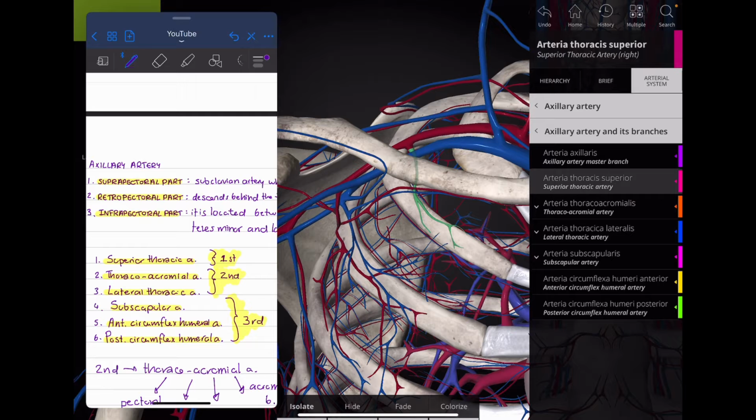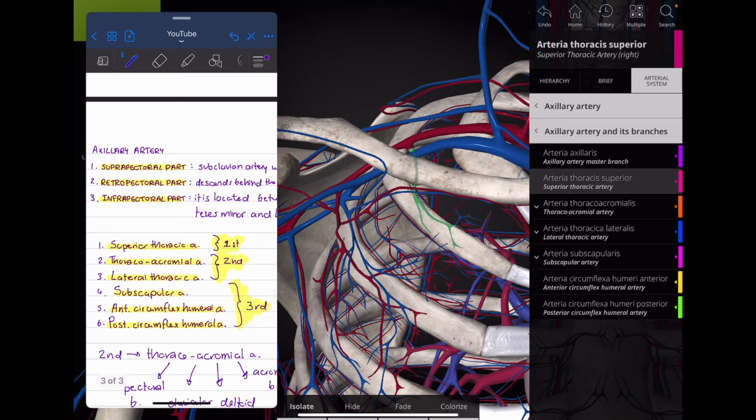Okay, so if you start from the subscapular artery, for instance, which is the fourth branch, you could get confused and say that the subscapular artery arises from the suprapectoral part, which it doesn't. So make an effort to remember each branch in order, as well as the different parts of the axillary artery. So going back, now the superior thoracic artery arises from the suprapectoral part.